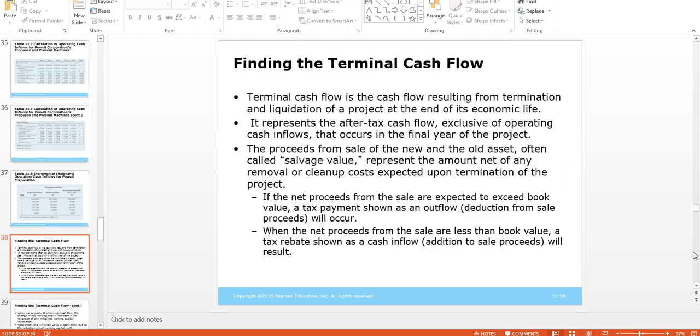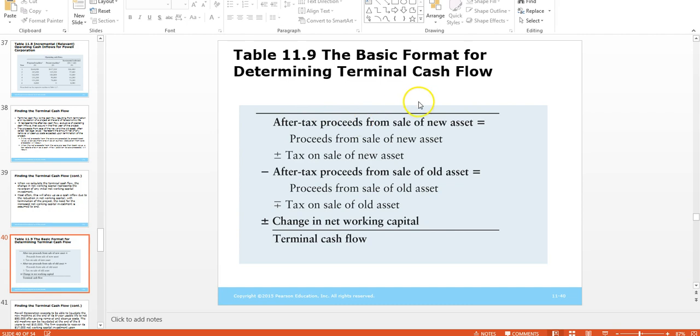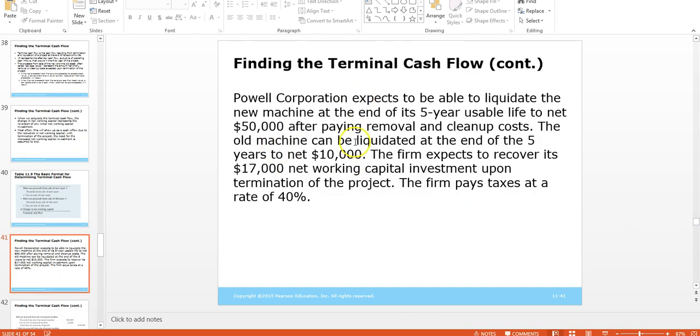All right, so the terminal cash flow is the cash flow from giving up on the project or selling the equipment. And in this case, technically the net working capital reverts back, and that'll be a cash inflow. So here is the after-tax proceeds from sale of the new asset minus the after-tax proceeds from sale of the old asset. And here's, again, your change in net working capital, which gets put back on. And we go through this math here. Here's the 17,000 net working capital we put back on.